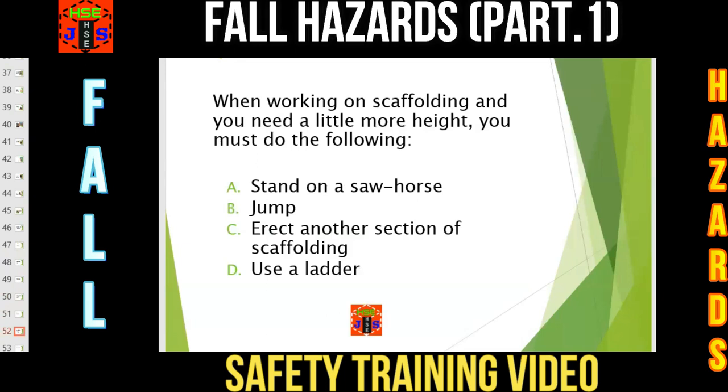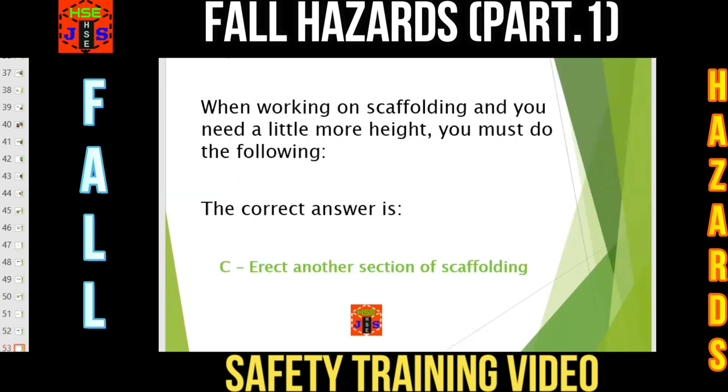Question number 4. When working on scaffolding and you need a little more height, you must do the following. A, stand on a sawhorse. B, jump. C, erect another section of scaffolding. D, use a ladder. Don't be confused. Think gently. What will be the correct answer? The correct answer is to erect another section of scaffolding when you are on a scaffold and you need a little more height.